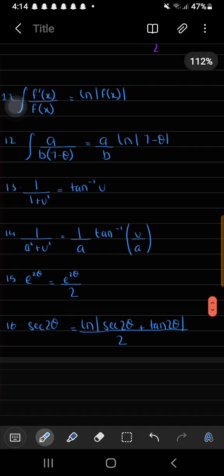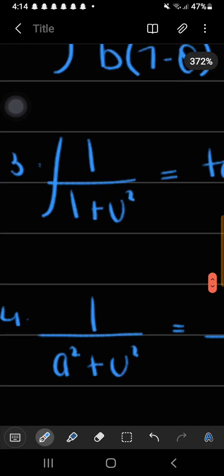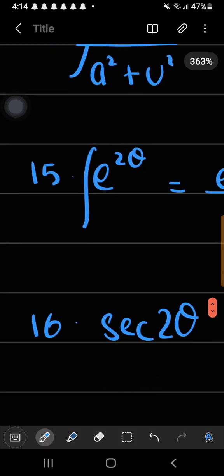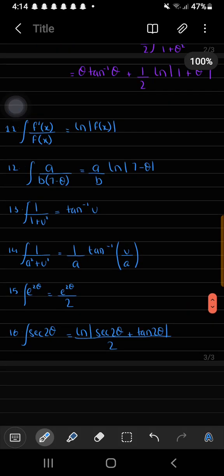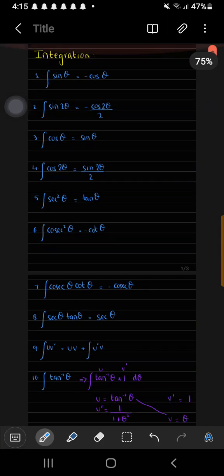And the integral of, okay, they all are integrals. The integral of e to the 2 theta will be e to the 2 theta upon 2, and the integral of sec 2 theta will be ln modulus of sec 2 theta plus tan 2 theta, divided by 2. So thank you for watching this video.